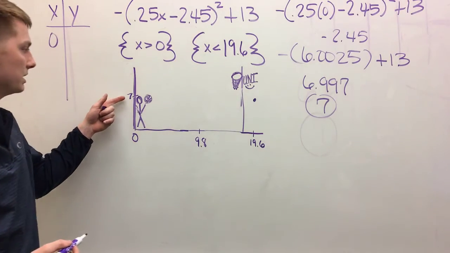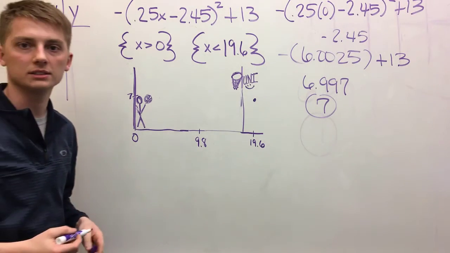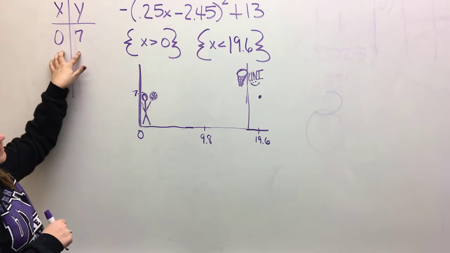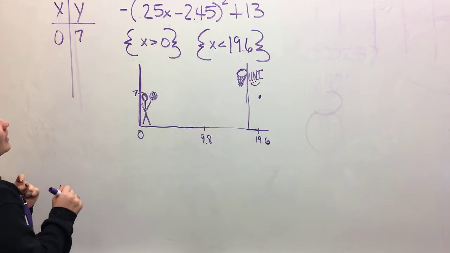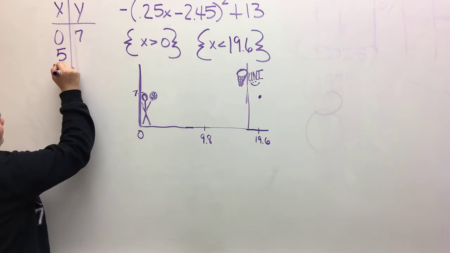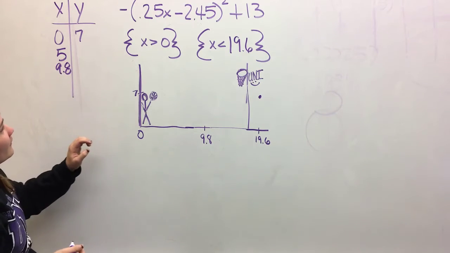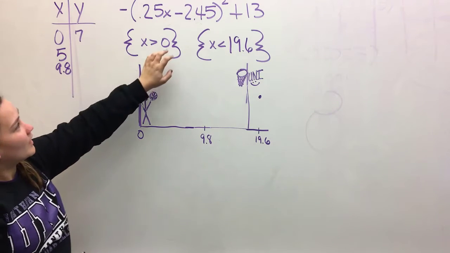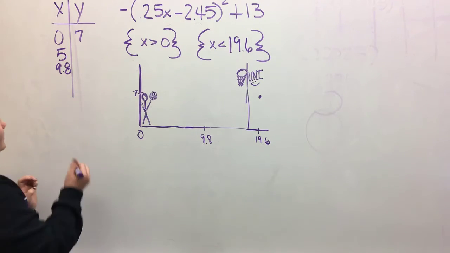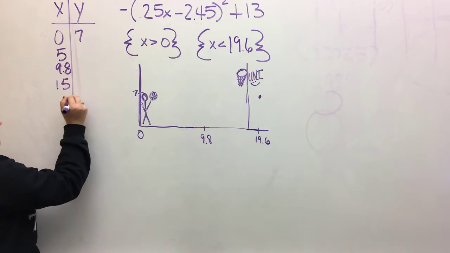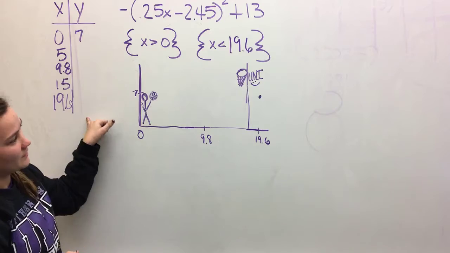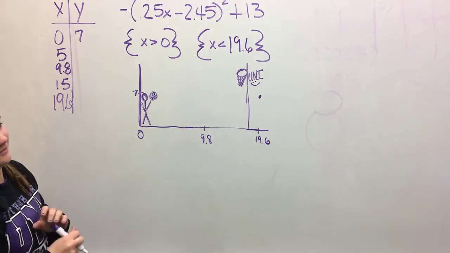So if we come back over here, we can see that 7 is correct on the y-axis. Okay, so you found your first point with 0 and 7. Next, I want you to have your x values as 5 and 9.8 and figure out your y values, plugging in 5 and 9.8 in your x. Also, I want you to choose 15 and 19.6 and find the y values for this side of the parabola.